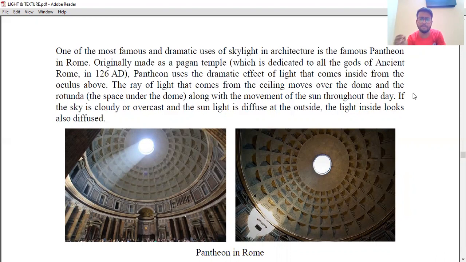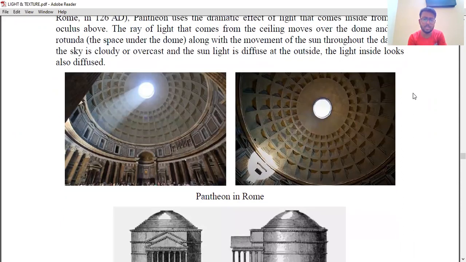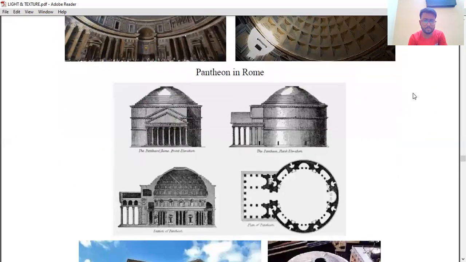The Pantheon uses the dramatic effect of light that comes inside from the oculus above. The ray of light that comes from the ceiling moves over the dome and the rotunda, the space under the dome, along with the movement of the sun throughout the day. If the sky is cloudy or overcast and the sunlight is diffused outside, the light inside also looks diffused. So this is how sunlight is coming in, getting reflected, and what look you are getting from it.